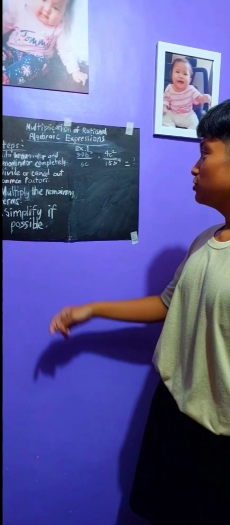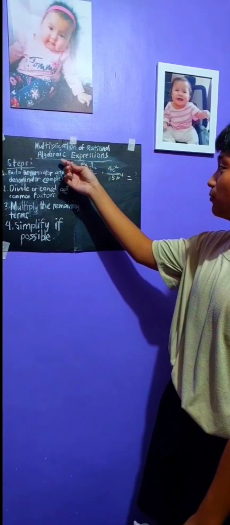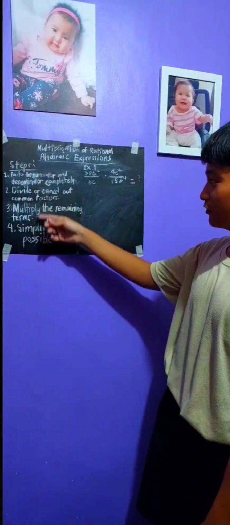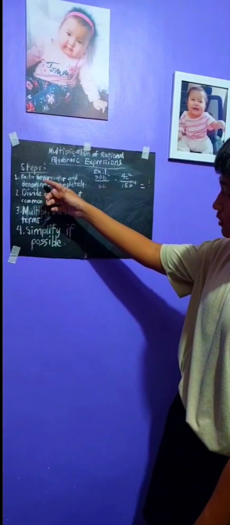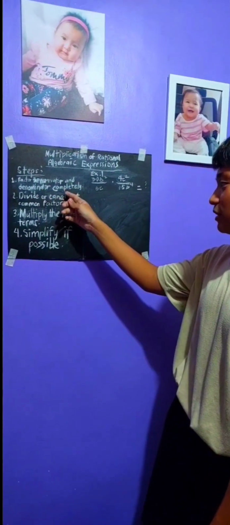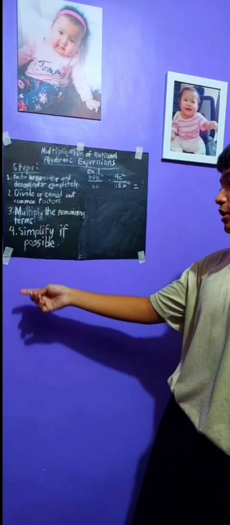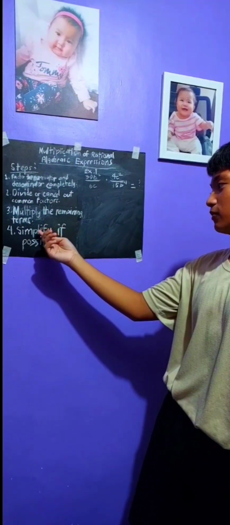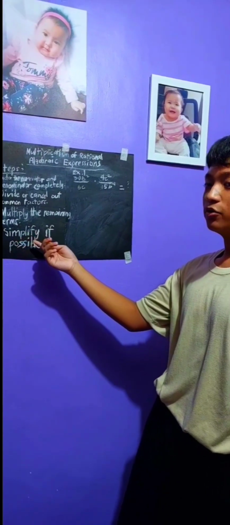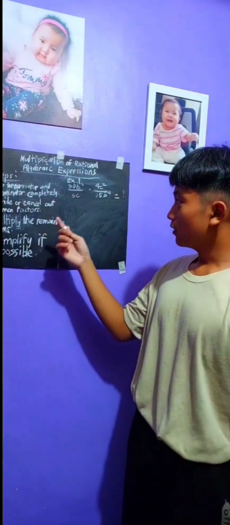Okay, I'm gonna teach you about multiplication of rational algebraic expressions. Here are the 4 steps. Number 1, factor the numerator and denominator completely. Number 2, divide or cancel out the common factors. And 3, multiply the remaining terms. And 4, simplify if possible. Let's go for the first example.